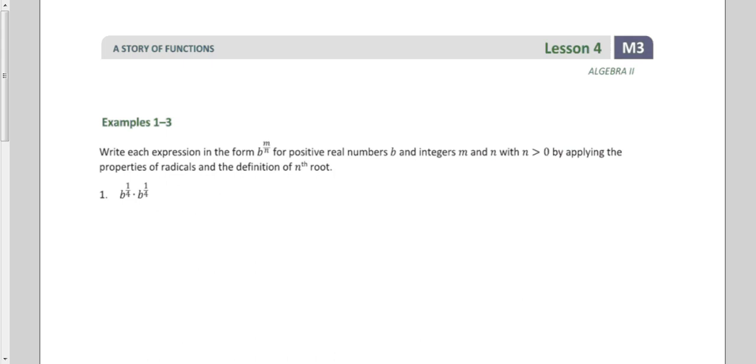All right, so first of all, let's convert these to radicals. B to the 1/4 power is the same as the what root of b? The 4th root. So that one equals the 4th root of b, and that one equals the 4th root of b. So the 4th root of b times the 4th root of b.